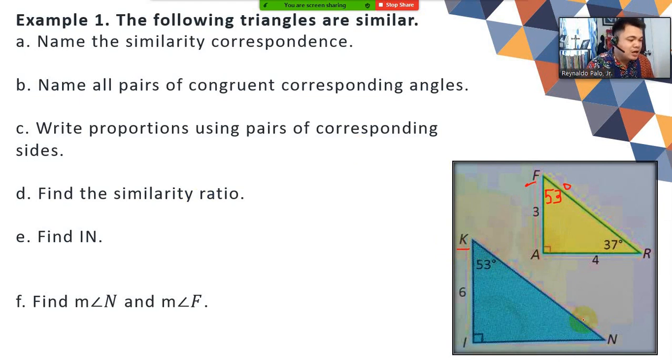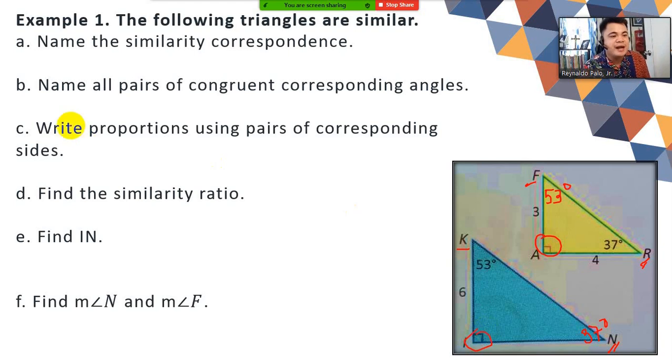Now, the corresponding angle to angle R is angle N. So if angle R measures 37 degrees, we also have to have a measurement of 37 degrees for angle N. And then as you can see, there is a right angle symbol here. Therefore, their measurement is equal to 90 degrees. Now, let's answer the following questions.